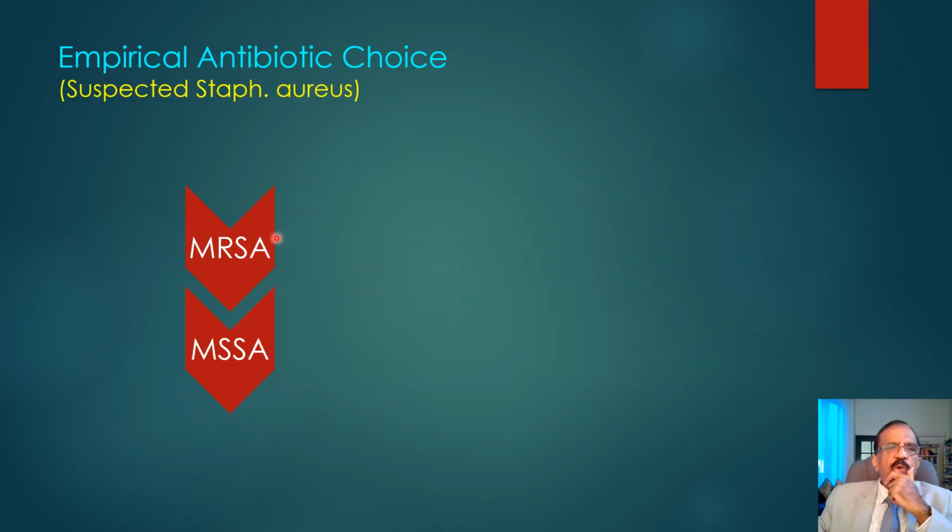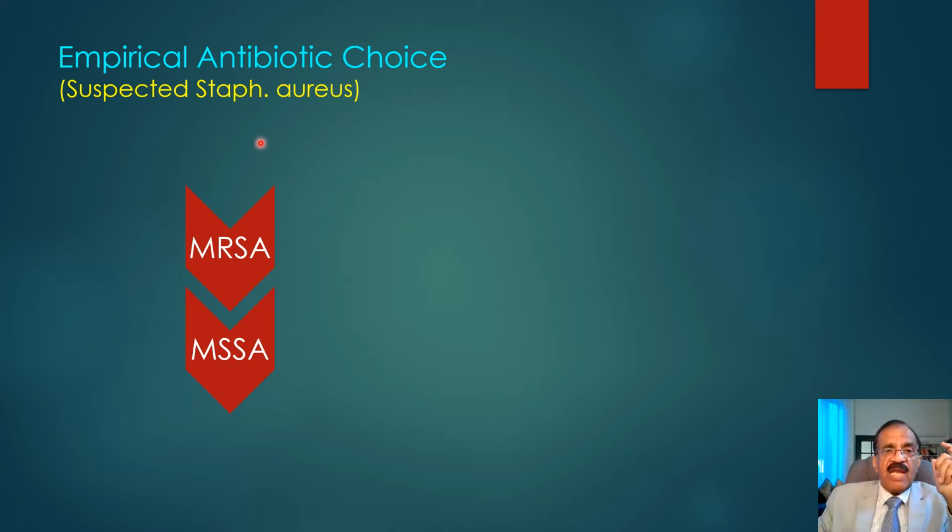Now, the second situation is empirical therapy for suspected Staph aureus. Now, when do we suspect Staph aureus? There are a number of situations. One, patient just recently underwent some skin procedure, or patient had some skin infection, or patient just had some cardiac surgery recently, or has a prosthetic valve, or is an intravenous drug abuser. So these are the patients who are likely to have Staph aureus.